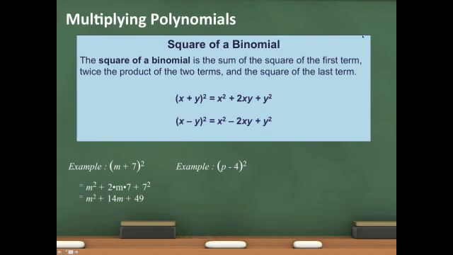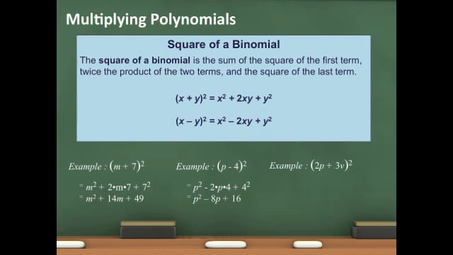In the next example, we have the binomial p minus 4 raised to the second power. Again, using the definition above, we rewrite the problem as p raised to the second power minus 2 times p times 4 plus 4 raised to the second power. After we multiply, we get p to the second power minus 8p plus 16.